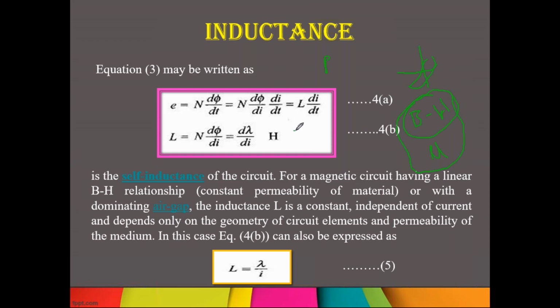And from equation 4b, you can write L is equal to lambda by I. So the inductance depends on how much flux linkage happens with respect to the current, and what the behavior of the inductor is in the circuit. Resistance opposes the flow of current. What about the inductor?